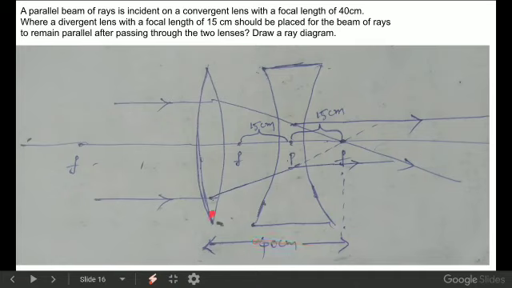So the distance from the converging lens to the focus point is 40, and the distance between the optic center of the diverging lens and the focus point is 15. So 40 minus 15 is 25 centimeters. Here the distance between these two lenses must be 25 centimeters, so that the parallel light rays remain parallel after the two lenses. When this kind of problem is asked, you just subtract the focal length of the second lens from the first lens. In most cases you will easily get the answer like that.